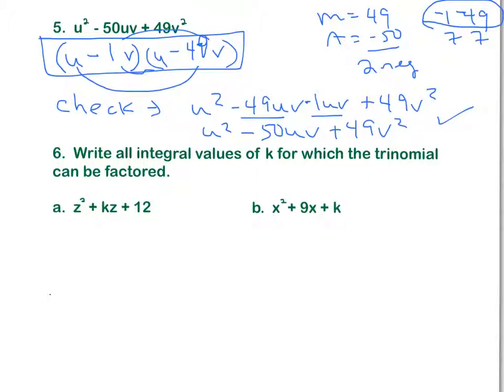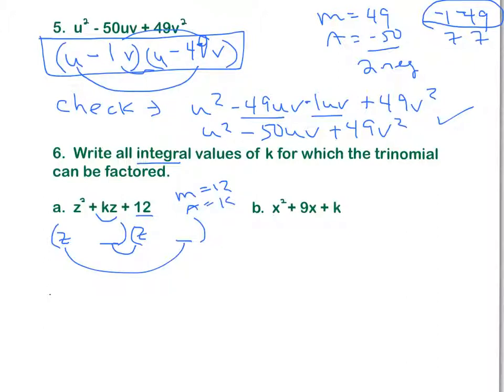Now this last example is kind of a good question so you understand the idea of factoring. Write all integral values. Integral means that we're dealing with integers: negative 2, negative 3, negative 4, 0, 1, 2, 3, and so on. No fractions or decimals, for which the trinomial can be factored. So if you think backwards, remember, I need to come up with these factors where I have z and z. And these two numbers right here have to multiply to give me 12. But this times this and this times this have to add to give me k. Okay? So I want what multiplies to give me 12 and adds to give me k.